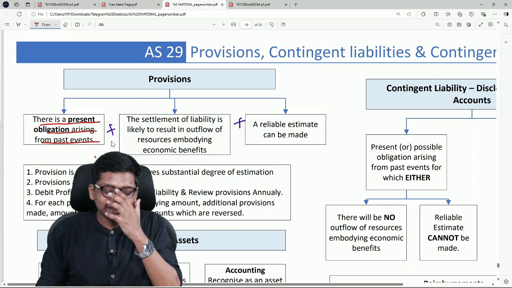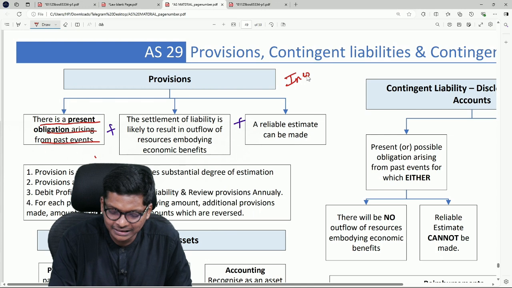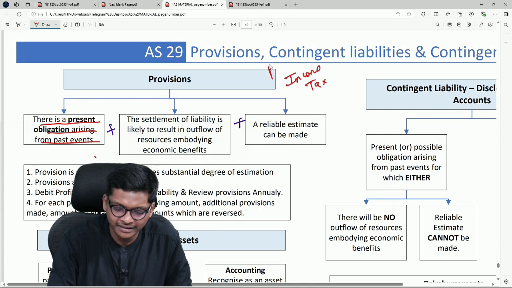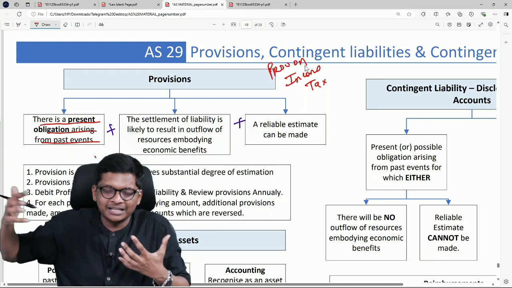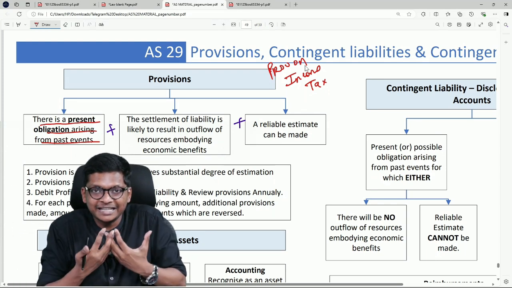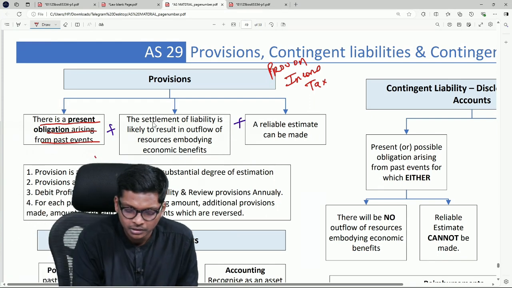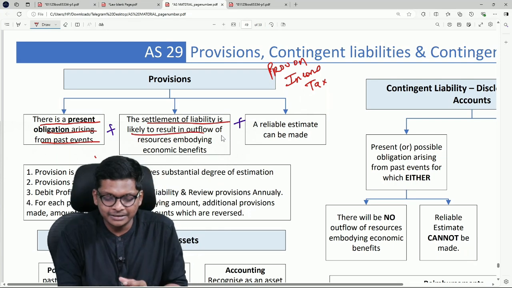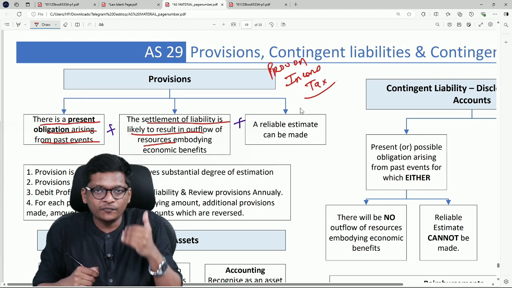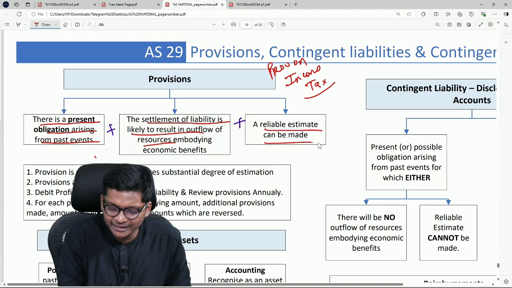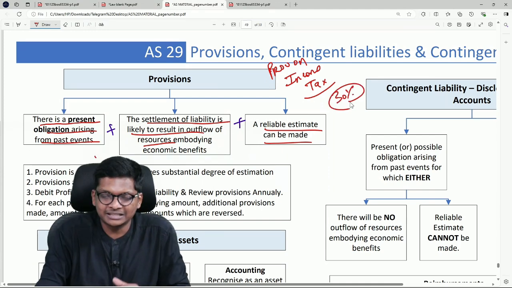Present obligation arising from past events. Let's take the example of income tax, which is a provision that we create. Provision on income tax: because I earned income in the last 1 year, on 31st March I create a provision. Present obligation to pay tax because of past events. The settlement of liability will result in an outflow of resources. Yes, if I am going to pay tax, an outflow of resources will be there. Reliable estimate can be made. How much tax, I don't know, but approximately 30% provision I will create.